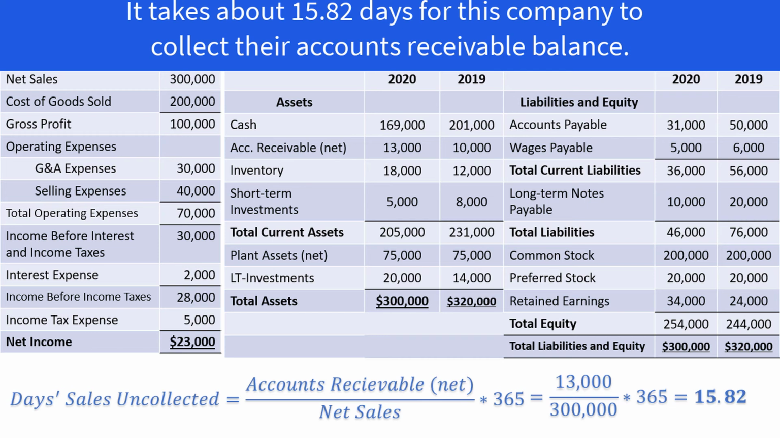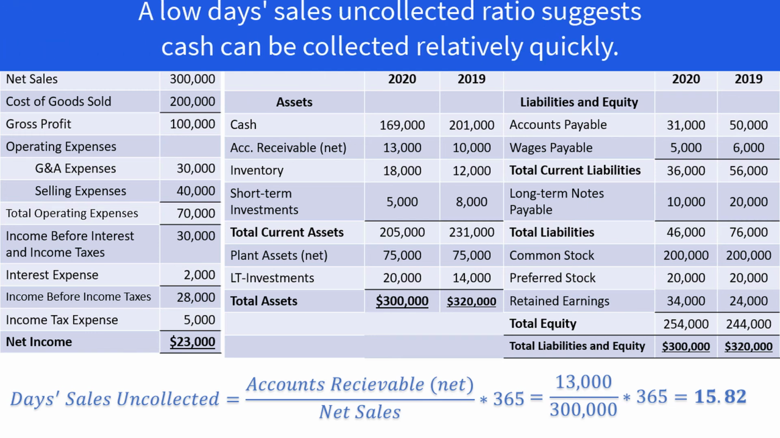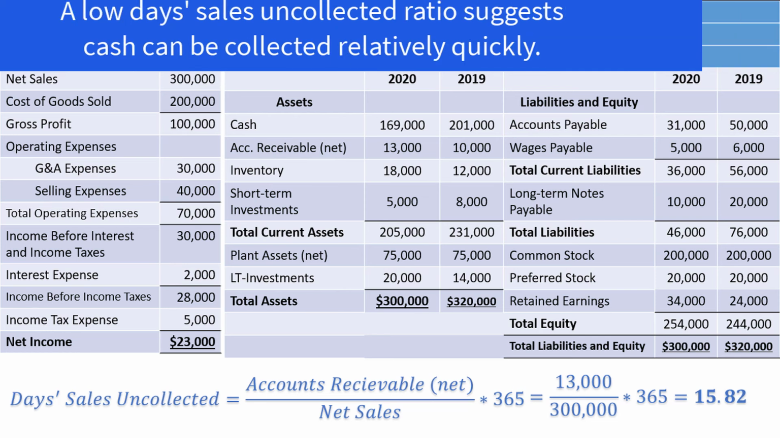Generally, a lower days sales uncollected ratio is better, and suggests the company can more quickly collect the cash from their ending accounts receivable. A company can potentially reduce their days sales uncollected ratio by offering shorter discount periods.